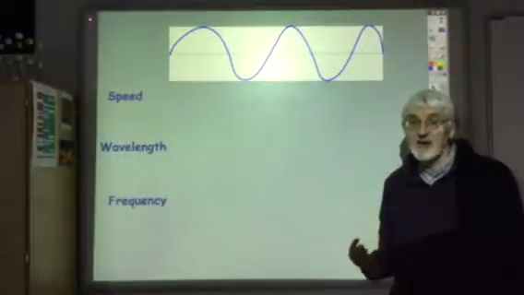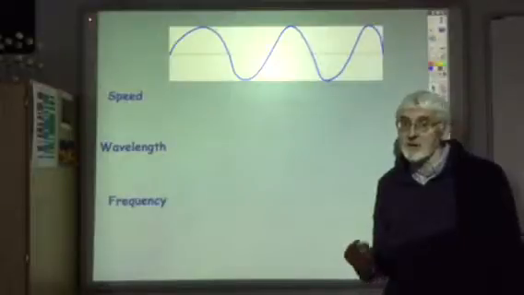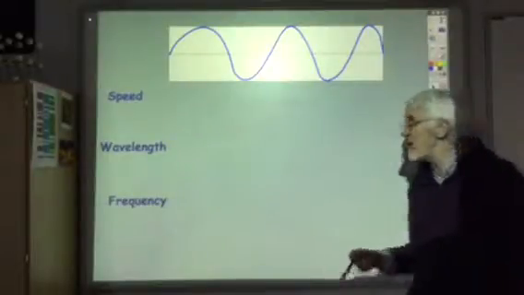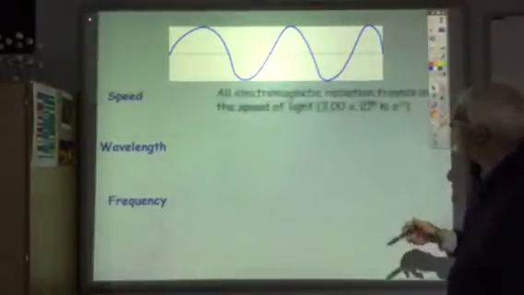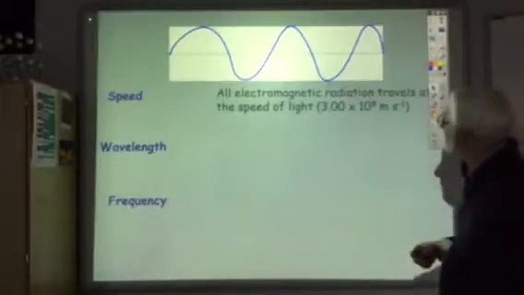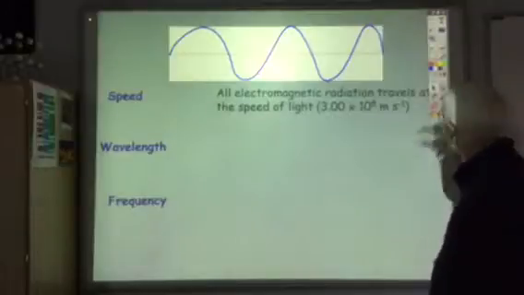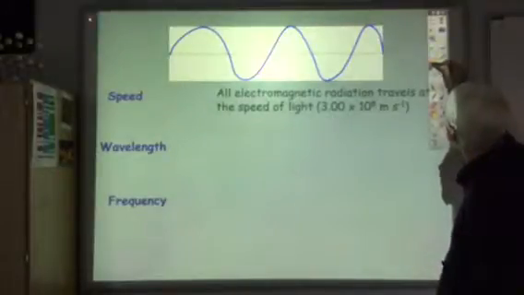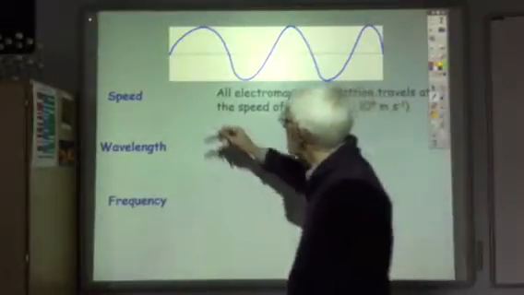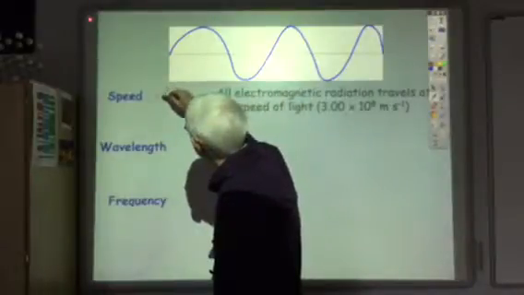And the speed they travel at is the speed of light, which is 3 times 10 to the 8 meters per second. So all electromagnetic radiation travels at the speed of light, which is 3.0 times 10 to the 8 meters per second. The speed is given the symbol c.